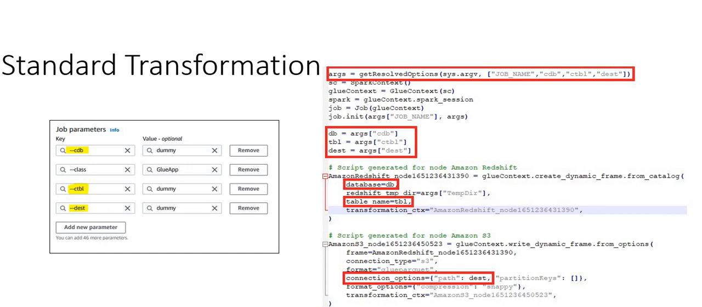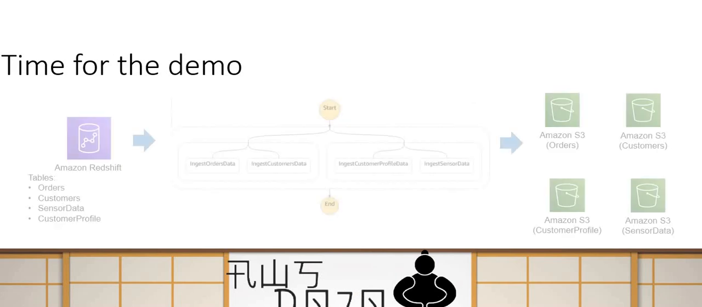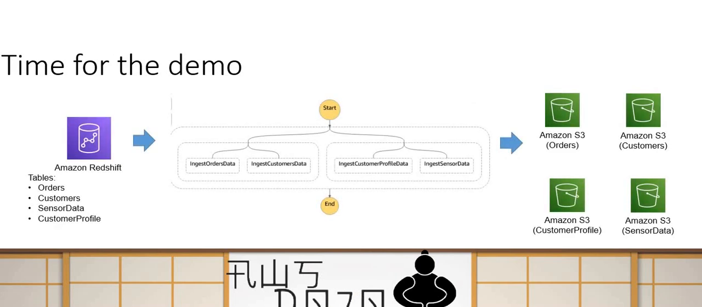So I'm going to build a demo, and for this demo, what I have done here is that I have got my Amazon Redshift as a source database, a data warehouse database here. Well, I could have used a JDBC endpoint, but I already have one Redshift instance up and running with some data, so I thought I'm going to use that. It has got 4 tables: orders, customers, sensor data, and customer profile.